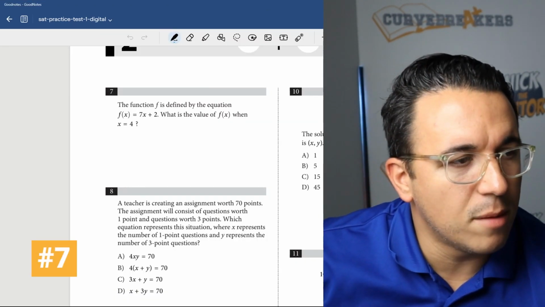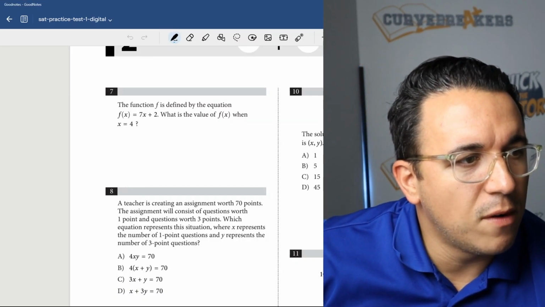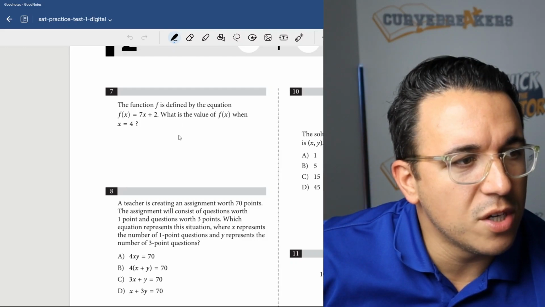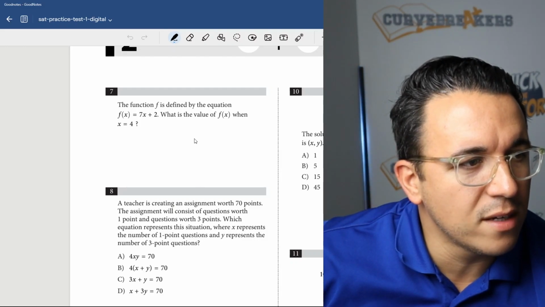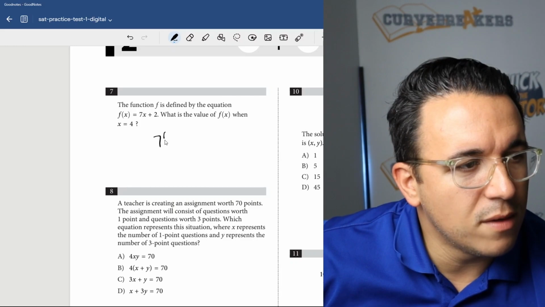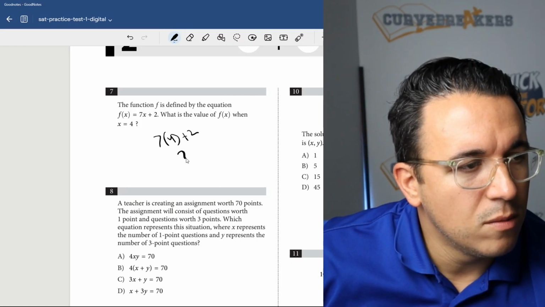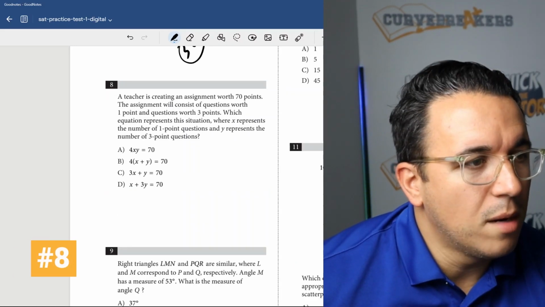All right, let's get into number 7. So we have the function f, which is 7x plus 2. What is the value of f of x when x is 4? So 7 times 4 plus 2, which would be 30. Okay, that was easy. All right, number 8.